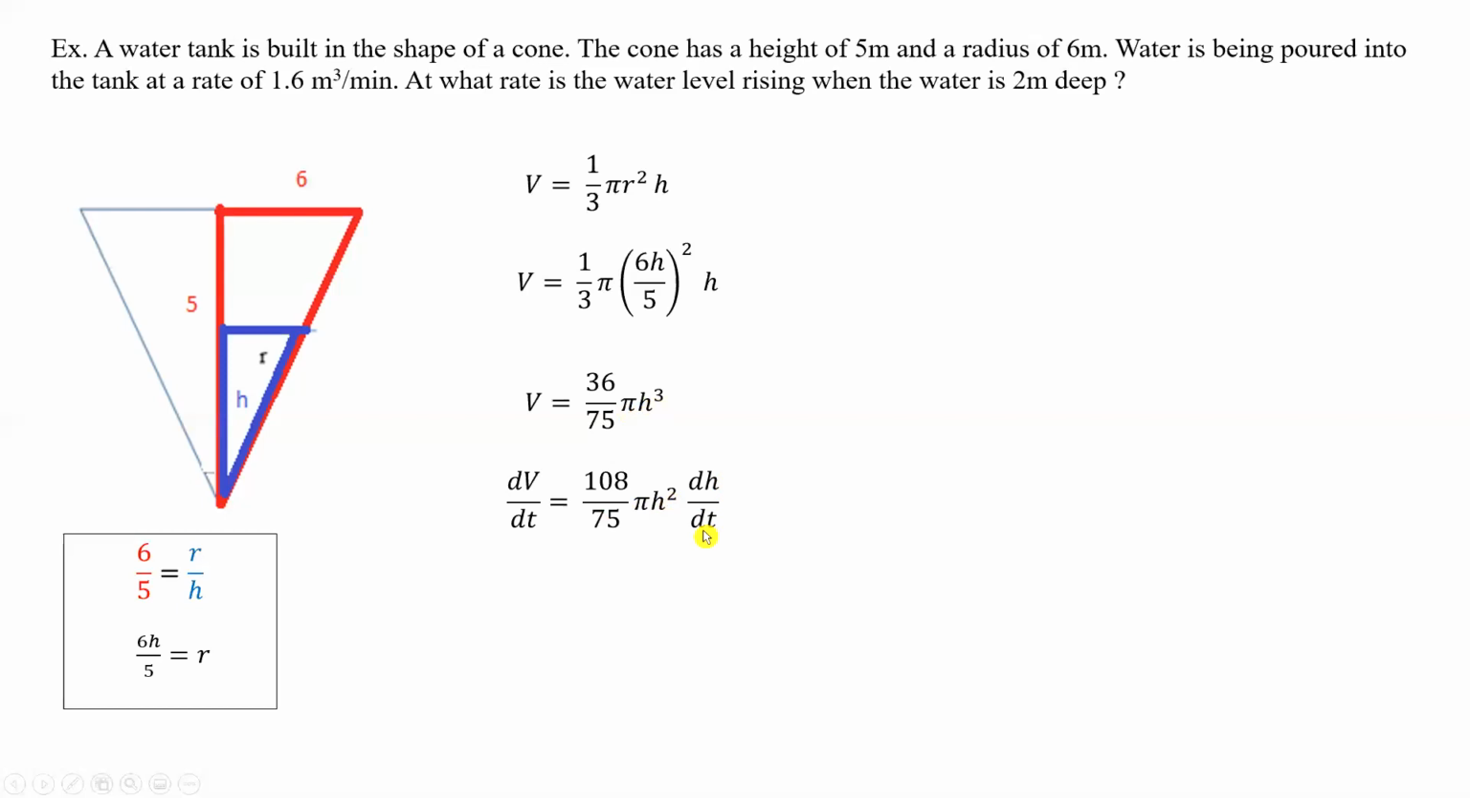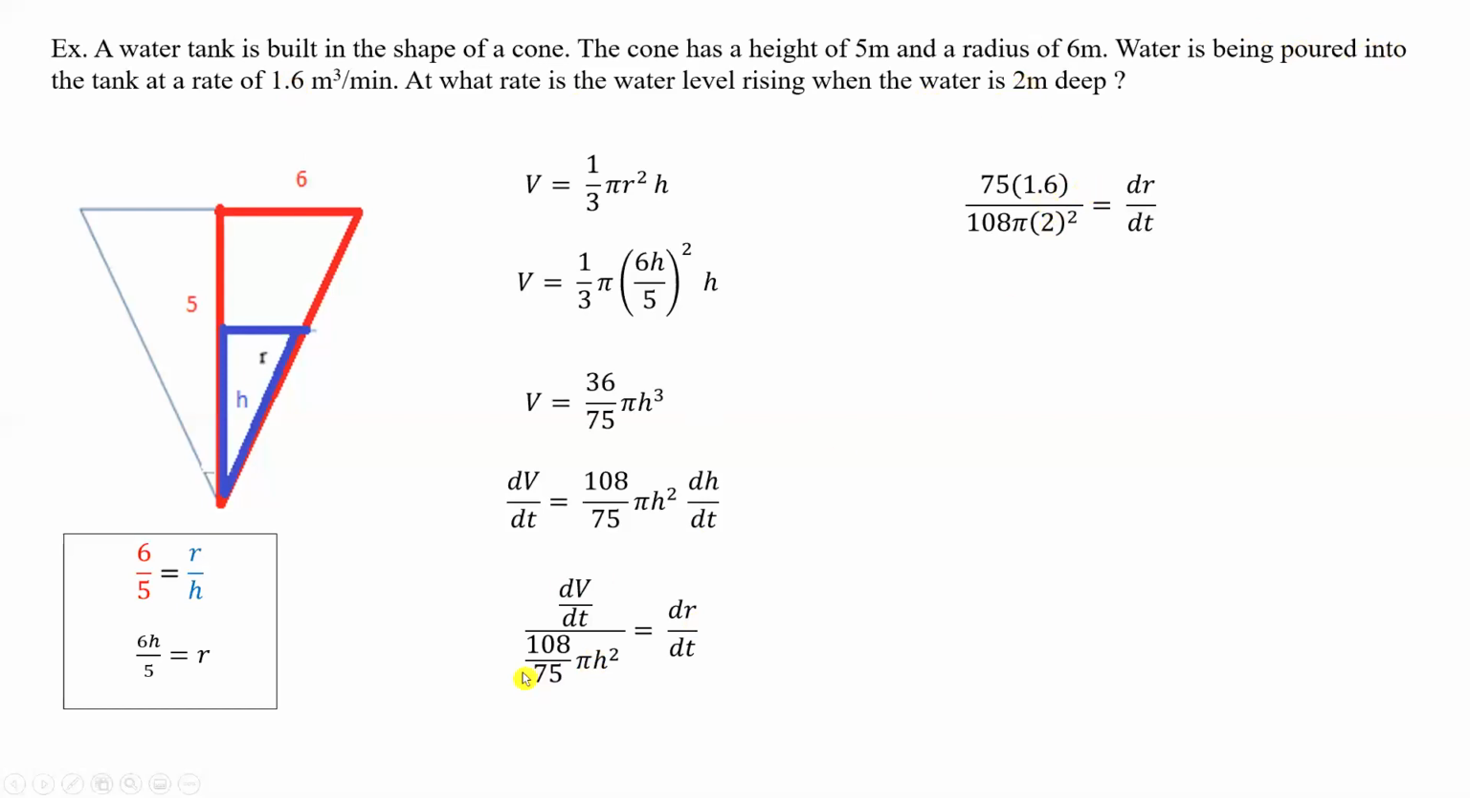What is it we're looking for? Rate. Rate always involves the d's. Water level rising, that would be h, so we're looking for dh dt. So we'll divide dv dt by everything else on the right-hand side of the equation. Now, let's fill in what we know. dv dt, change in volume, 1.6, being poured into the tank, so it's positive. Height is 2, so we'll put in the 1.6 and the 2.